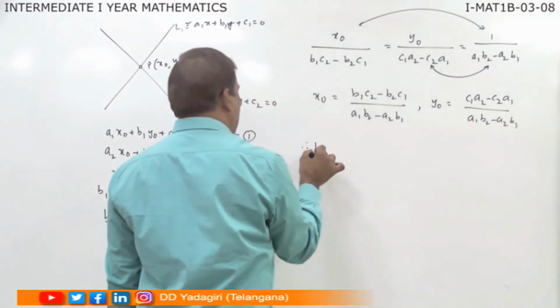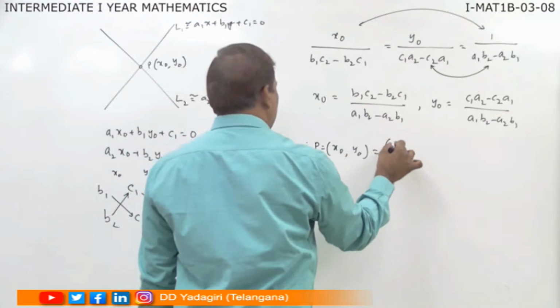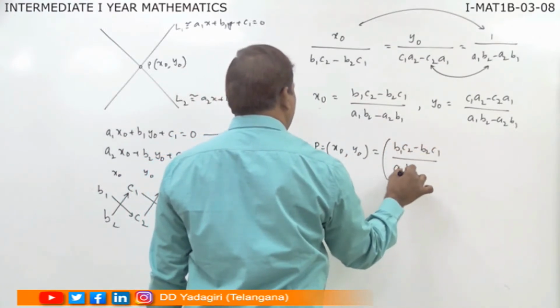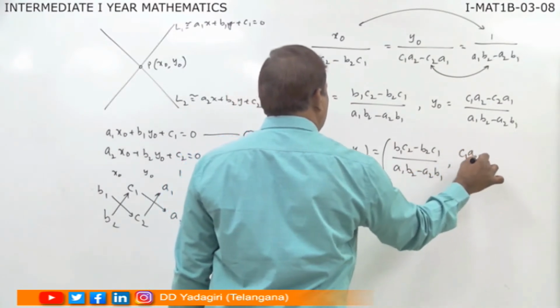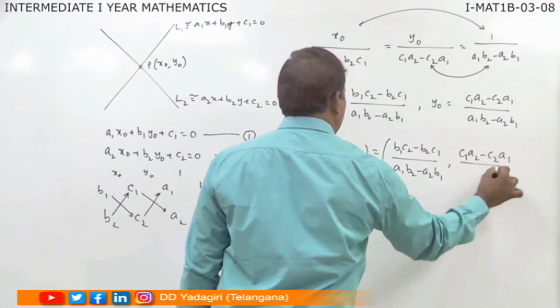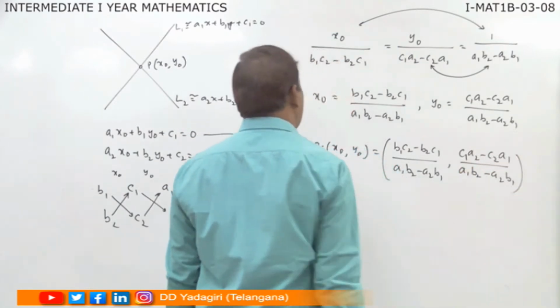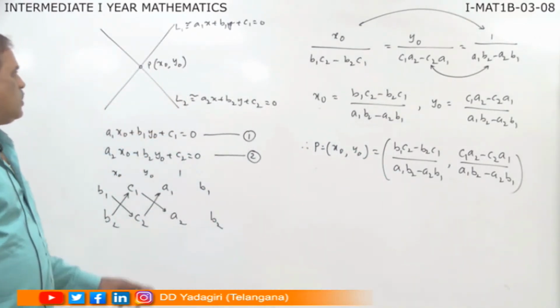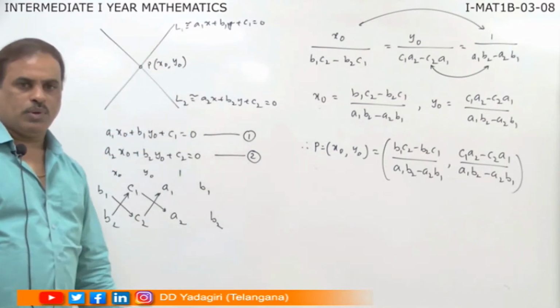Therefore, P is equal to x0, y0, which is b1 c2 minus b2 c1 by a1 b2 minus a2 b1, c1 a2 minus c2 a1 by a1 b2 minus a2 b1. This is how we find the point of intersection of the two straight lines. Okay. So this theorem is not that important, so it is enough to learn it like this.